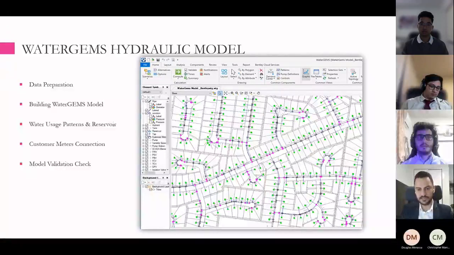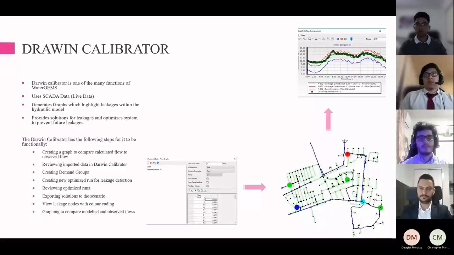Model validation check. Using the validation option in WaterGEMS, the program will run a check over the existing model and check if there's any errors. After a few attempts and repairs, results were successful by producing a comprehensive hydraulic model in WaterGEMS.